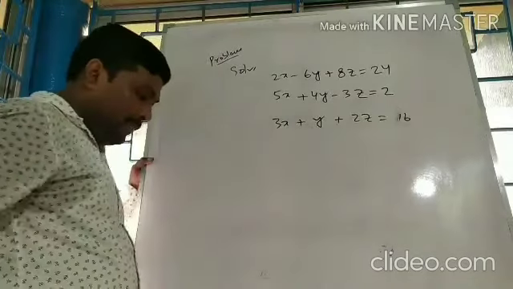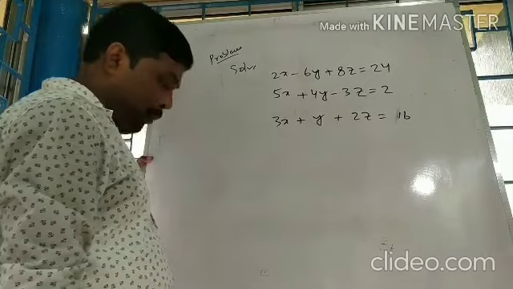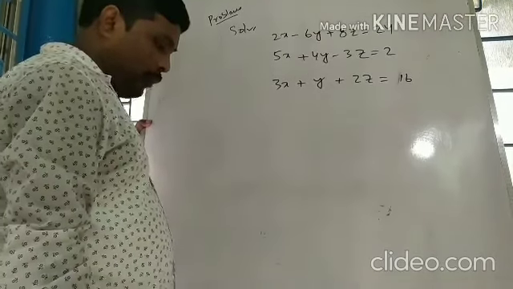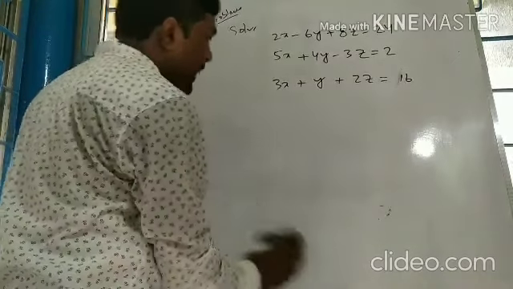Okay, 2x minus 6y plus 8z equals 24. 5x plus 4y minus 3z equals 2. 3x plus y plus 2z equals 16. So you have to solve this system of equations using the LU factorization method.